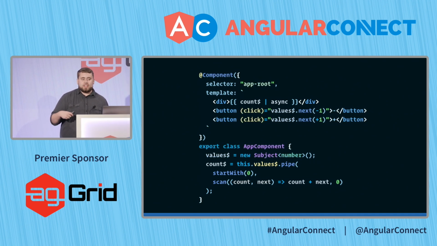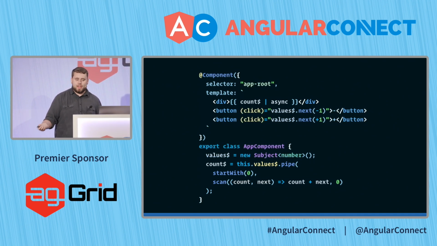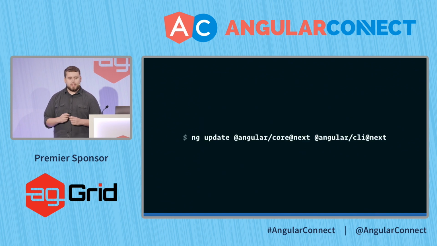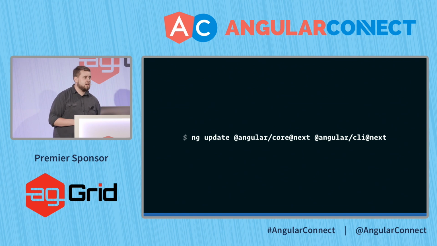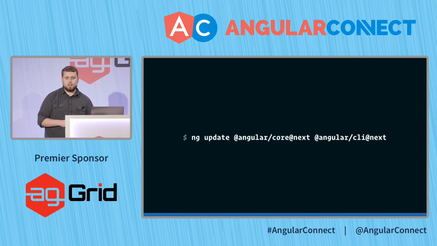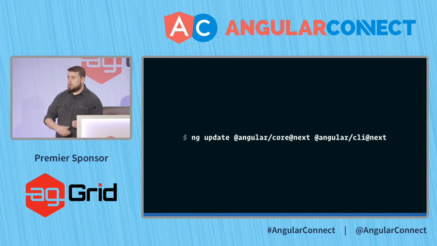Now I need to actually get this application working with Ivy and without zones. So how do I turn on Ivy? How do I get to Ivy? Well, it couldn't be easier than ever. All I need to do is run the ng update command, passing in the next tag for both Angular Core and Angular CLI. This will update me to the early versions of Angular 9, where Ivy is turned on by default.